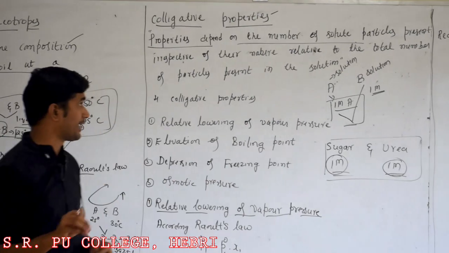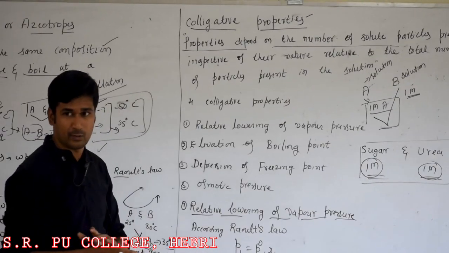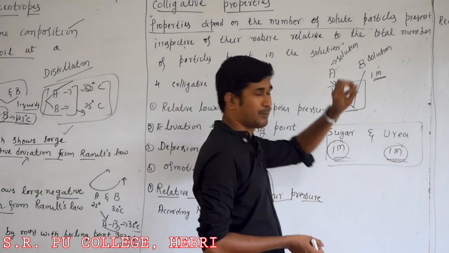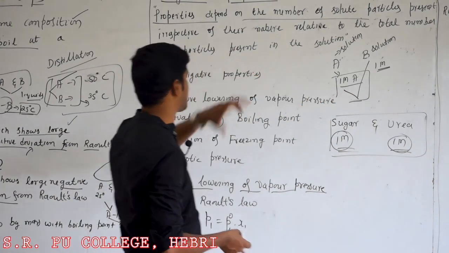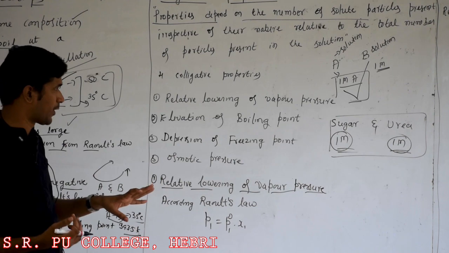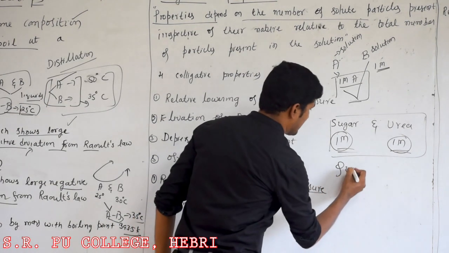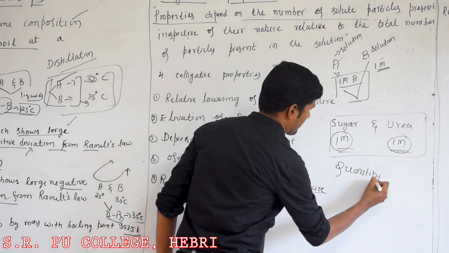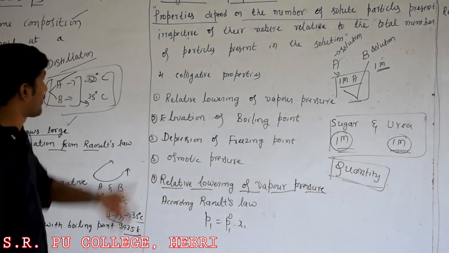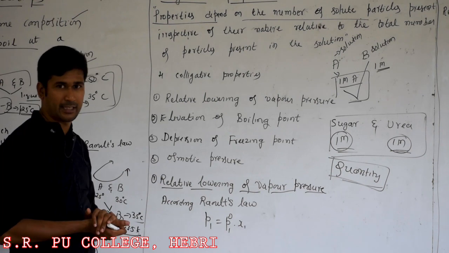And some of the values for their properties are also the same, and those types of properties are known as colligative properties. They depend upon the number of solute particles present in the solution, irrespective of the nature of the solute. Nature is not important; only the number of particles, or in general the quantity, is important. If the quantity of solutes present in two solutions is the same, the values for their properties are also the same. Those properties are known as colligative properties.